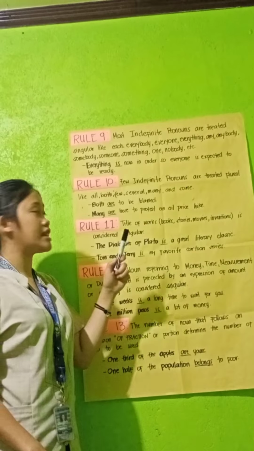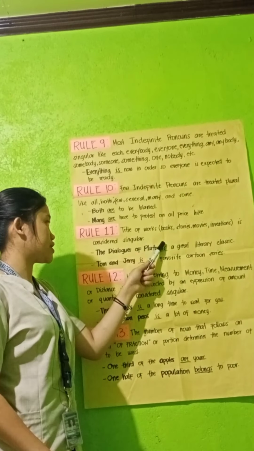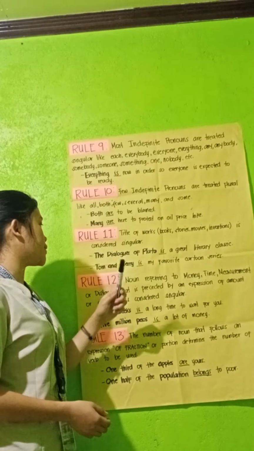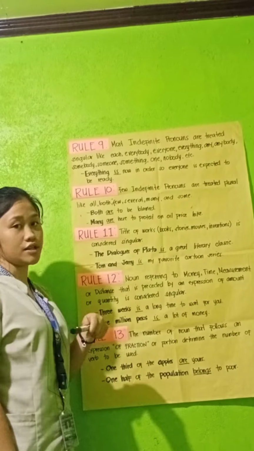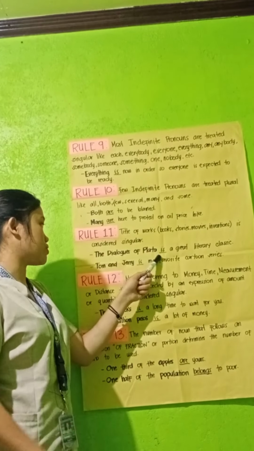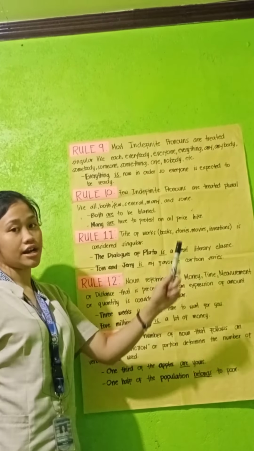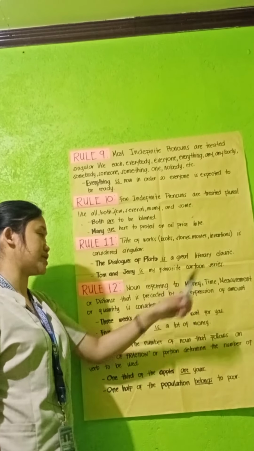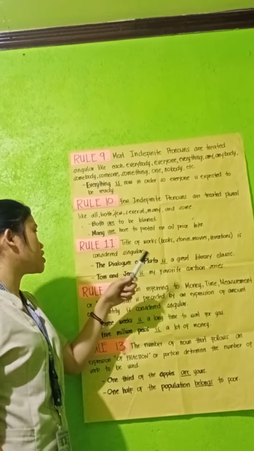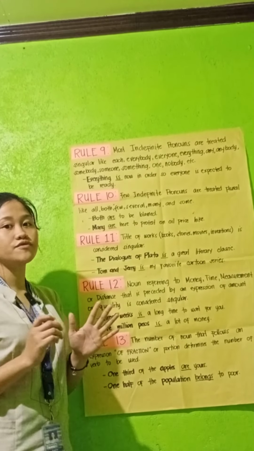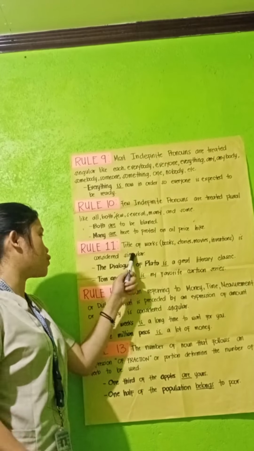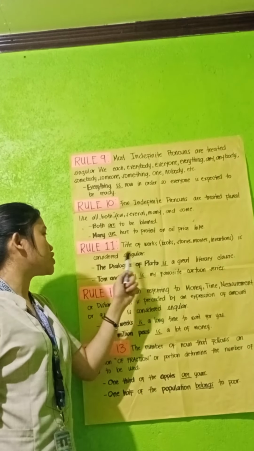Rule number 11. Titles of works. Books, stories, movies, inventions are considered singular. For example, the dialogues of Plato is a great literary classic. Tom and Jerry is my favorite cartoon series. We use is because in the rule of subject-verb agreement, if it is a title of works, it's considered singular.